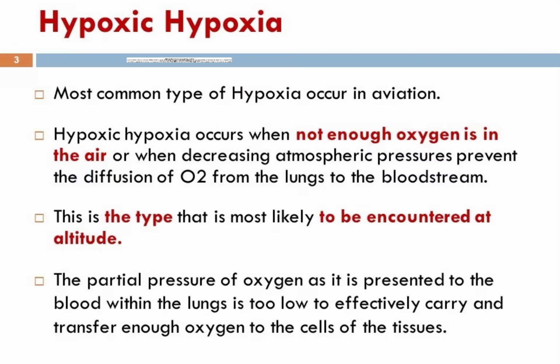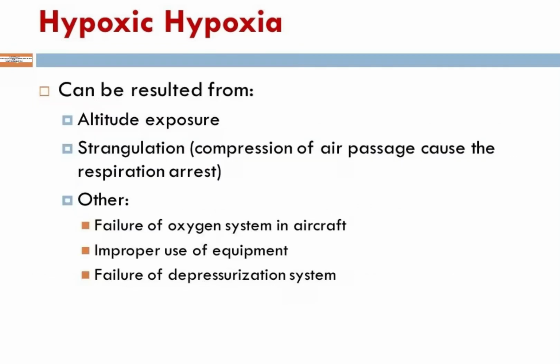The partial pressure of oxygen, as it is presented to the blood within the lungs, is too low to effectively carry and transfer enough oxygen to the cells of the tissues. It can result from altitude exposure, strangulation, compression of the air passage causing respiration arrest, other failure of the oxygen system in aircraft, improper use of equipment, or failure of the depressurization system.